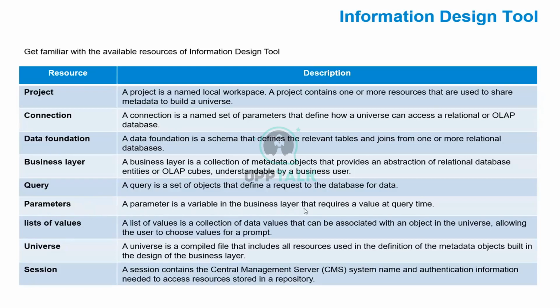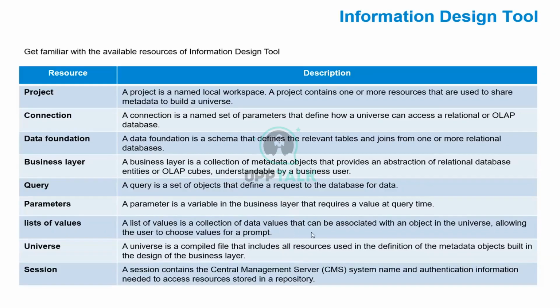Parameters. A parameter is a variable in the business layer that requires a value at query time. It is like a prompt we can put, like a parameter for select year. It can be a parameter. Whenever we refresh a report, it will ask us to select which year to run the report. We can give the year which we want, 2021, 2020 to 2020, and we can run the report. That is a parameter. It is like a variable which we create in the business layer.